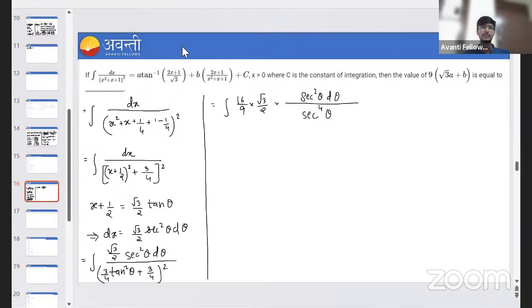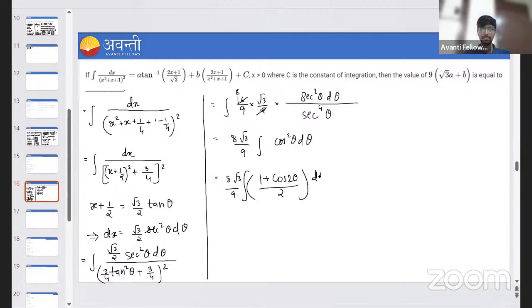हाँ, sec square theta ऊपर आ जाएगा. So I'll get, हाँ, इसको बाहर ले जाए, ये भी कैंसल. 8 root 3 by 9 integration of cos square theta d theta बचे. And what is cos square theta? Can be written as 1 plus cos 2 theta by 2 d theta.